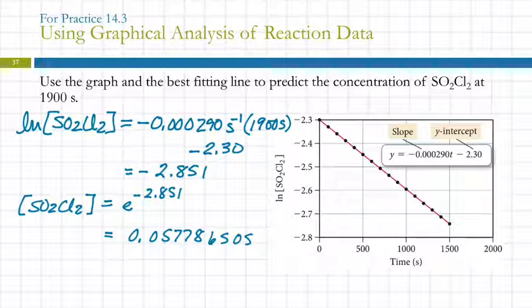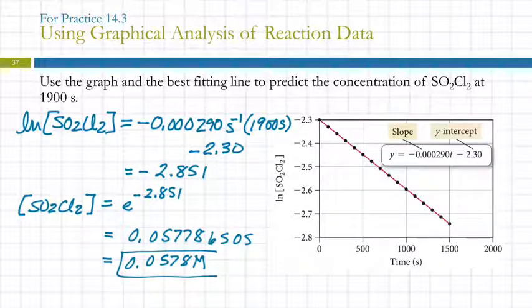So I'm looking at this problem to think, how should I report that answer? This has 3 sig figs, and this is at least 2, a little bit questionable. So maybe I'll round this to 3 sig figs, because it seems reasonable, right? So I'll probably call this 0.0578. And what's the unit on that? Molarity, moles per liter, because in these calculations, all of the concentrations are given in moles per liter. Any questions?